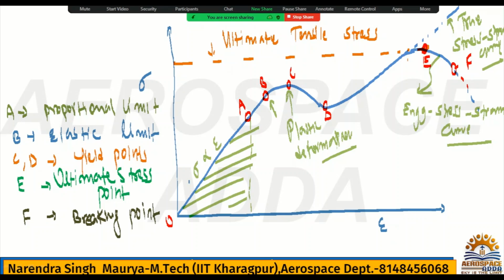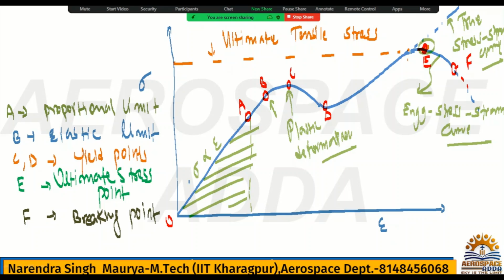Then coming to point E, what is the point E? I have already mentioned, it's nothing but the ultimate stress point. Check here, I already have mentioned, this is E. So what is the ultimate stress? Always remember, ultimate stress is the point where we apply the maximum load to the specimen. What is the maximum load that specimen, that bar, can sustain without any failure? That is nothing but the ultimate load, and the related stress will be called ultimate stress, and that point will be called the ultimate stress point.